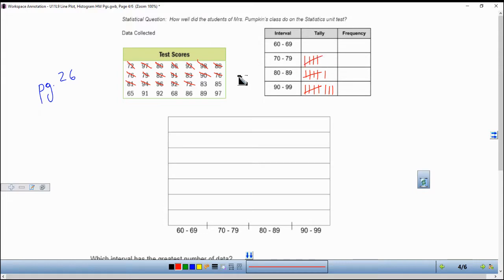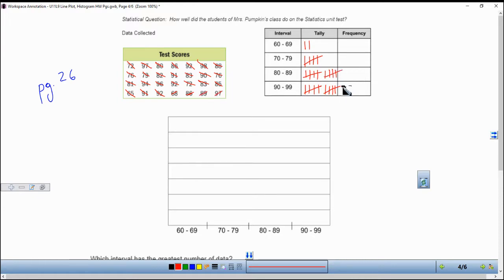Okay, 72. So we've talked about in class how you cannot see individual data points in a histogram, but it's important to remember that you need to start with individual data points in order to make one. So we're seeing the data points here, but once we make the histogram, we won't be able to necessarily see all these individual test scores. 89 and then 97. Perfect.